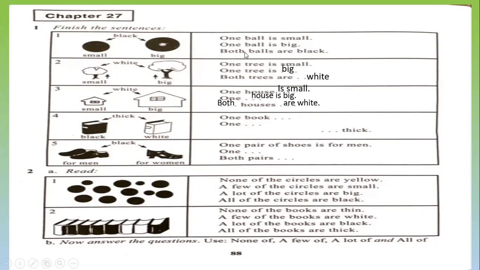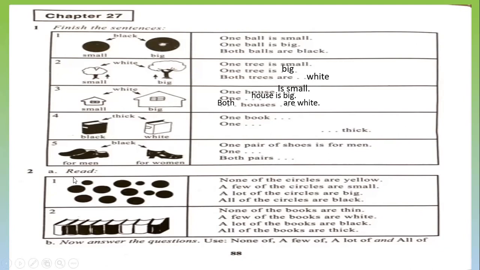Do you know where we use the word both? When there are two things, for two things we use both. Both of the balls, both trees, both houses, both books, both pairs of shoes. Understand? You can use both for two things which are the same.